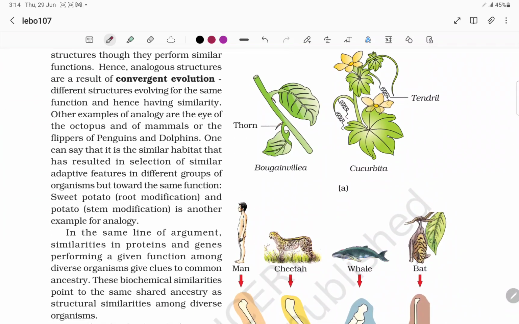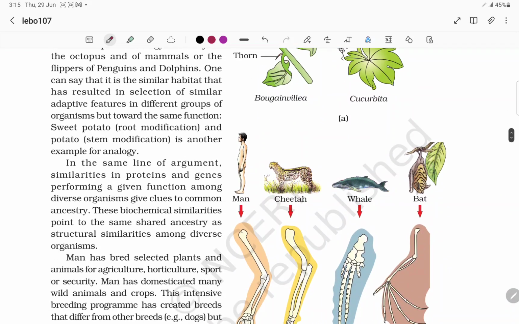We have other examples, like the eye of an octopus and the eye of mammals. They are also examples of analogous organs. They have different anatomical origins, but they both are used for vision. The flippers of penguins and dolphins also have different anatomical structures, but both are used for swimming. One can say similar habitats resulted in the selection of similar adaptive features, towards the same function. So different organs but the same functions. Sweet potato comes under analogy, because sweet potato is a root modification and potato is a stem modification.